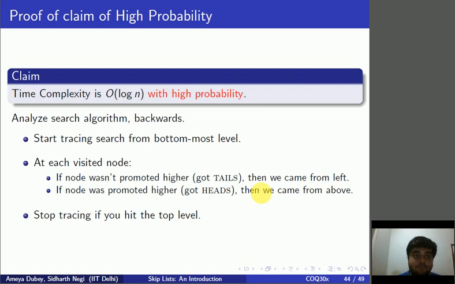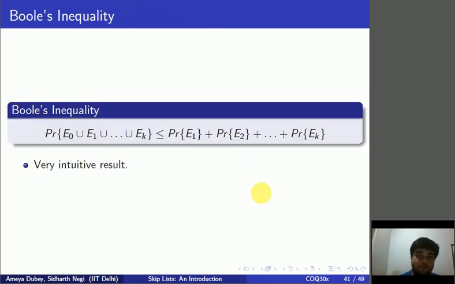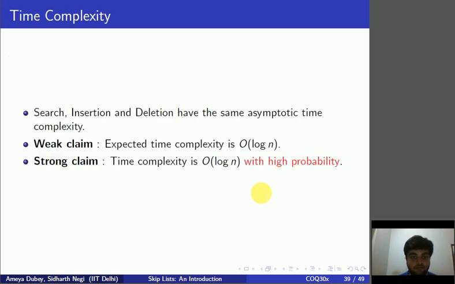Now we'll make the proof of claim with high probability. So let's rewind a little. We made a weak claim that expected time complexity is order log n, which is what we have shown just now. Now we'll make a stronger claim that it's not just order log n in the expected case, but most of the time it's going to be order log n.